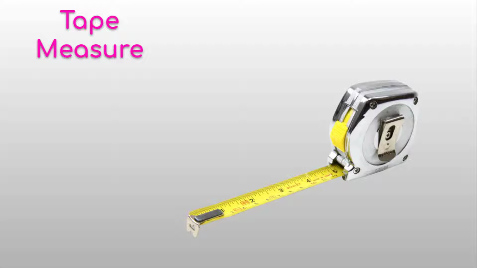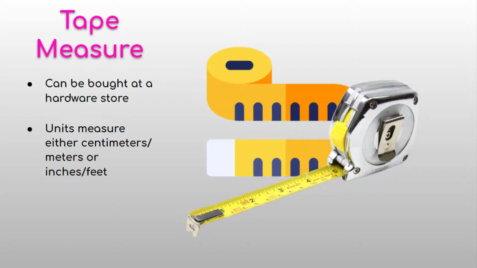Another type of tape measure, one we call the measuring tape, is much more flexible and used by dressmakers and tailors. It has 2 sides, one that measures in inches and feet, while the other measures in centimeters to meters.